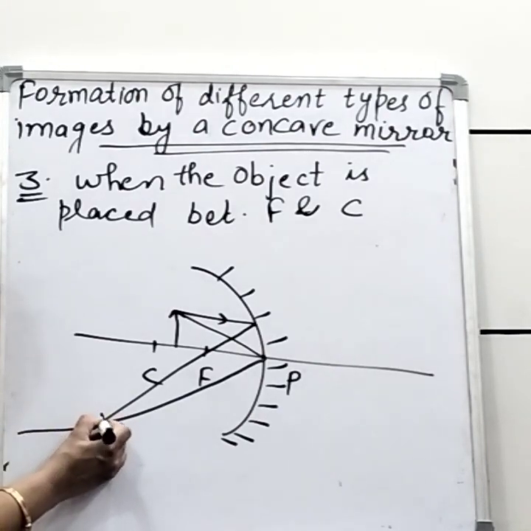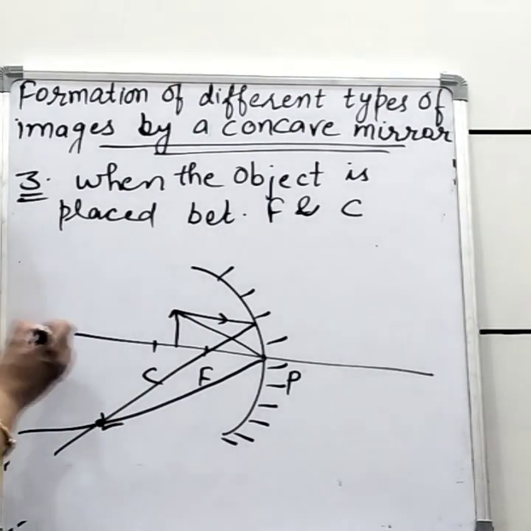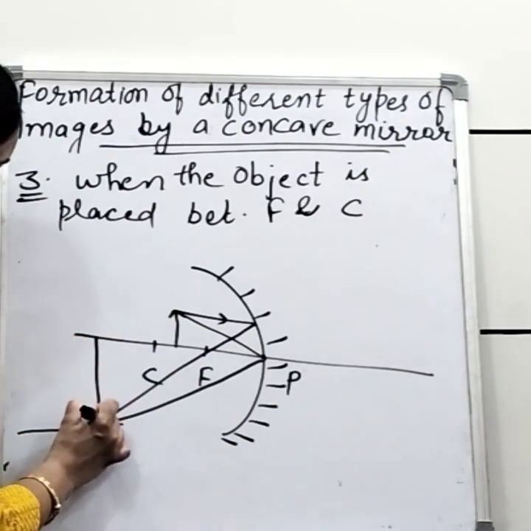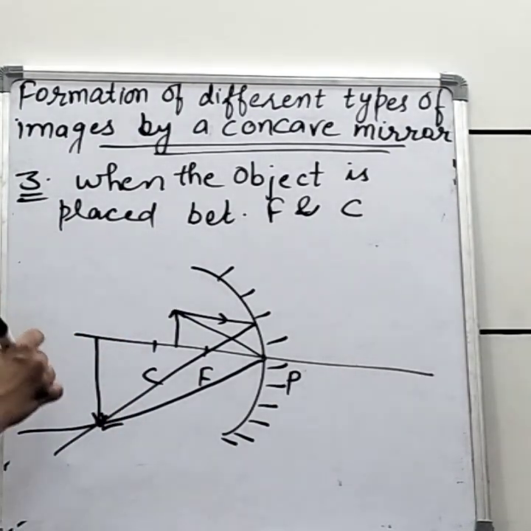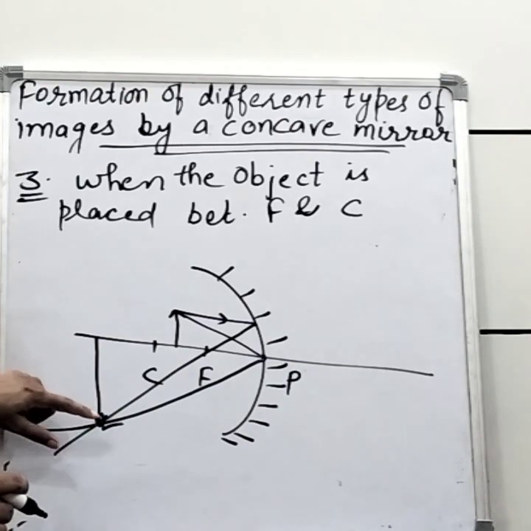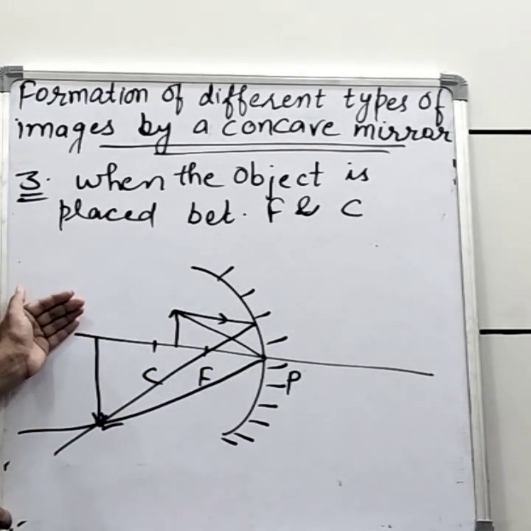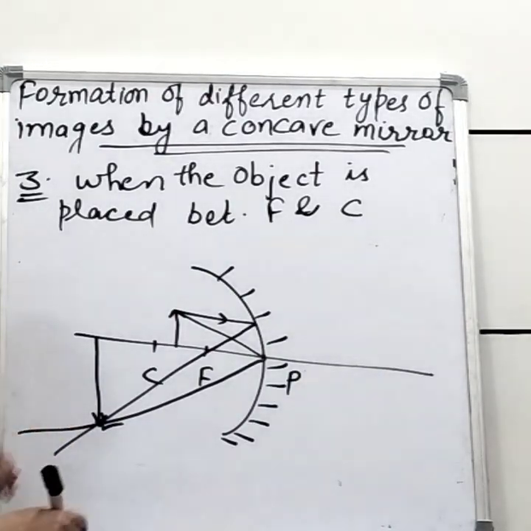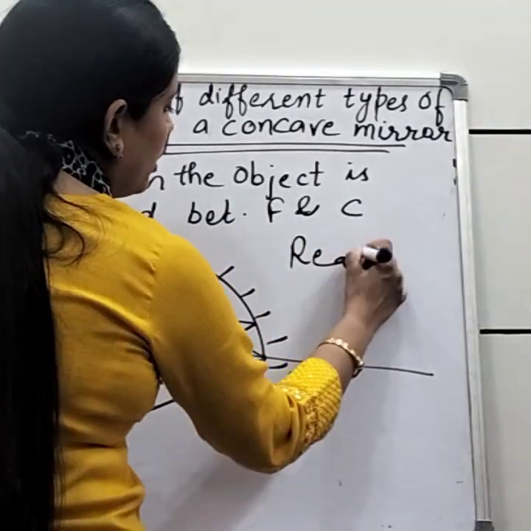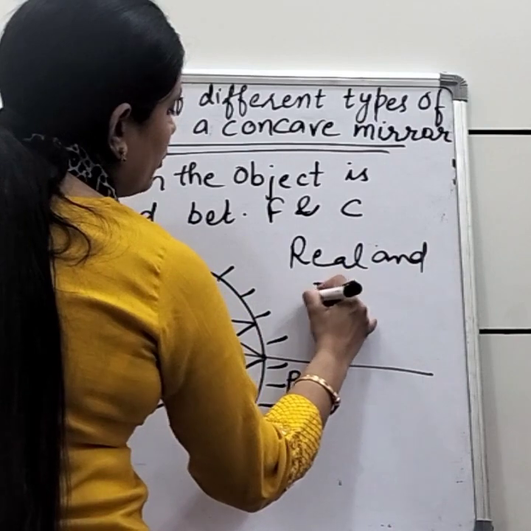And these two rays actually meet at this point. That's why the image formed is real. And it is inverted because the object is above the principal axis and the image is below the principal axis. So the image formed is real and inverted.